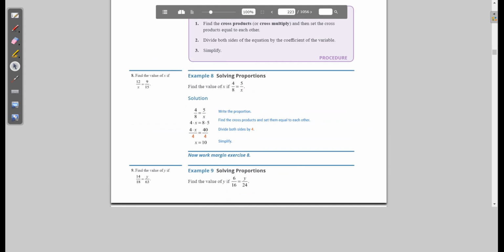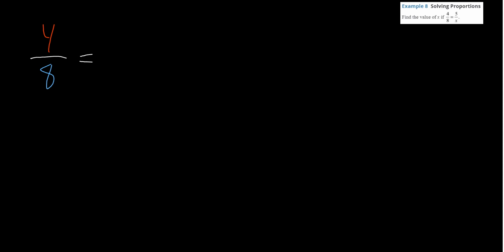And of course, in my opinion, the best way to see how to do this is to see an example in motion. I'll still color coordinate so I can stay consistent like on the previous example, although we won't make it as thick. So we have 4 over 8 equal to 5 over some x.